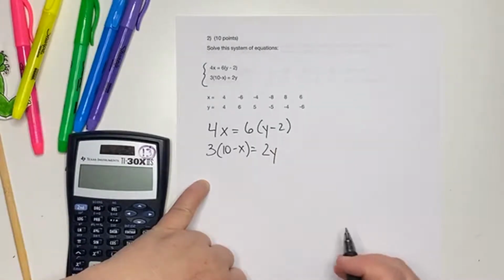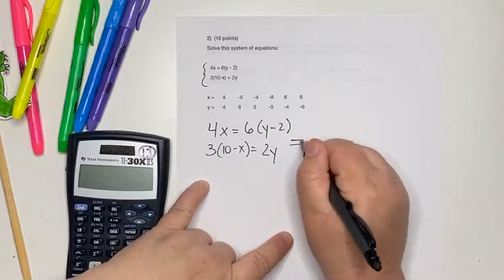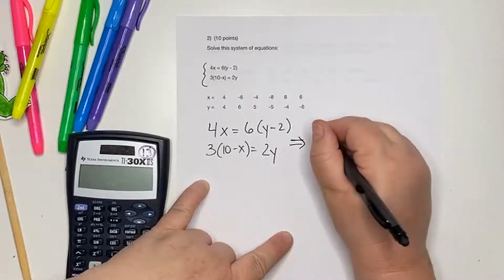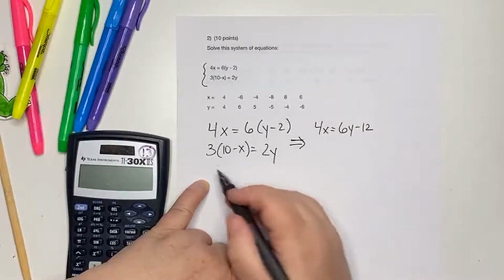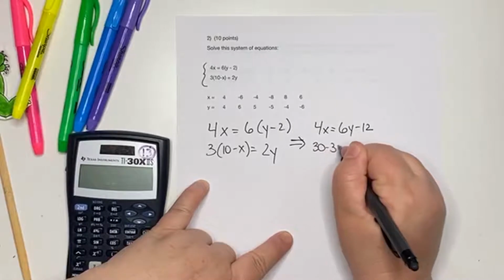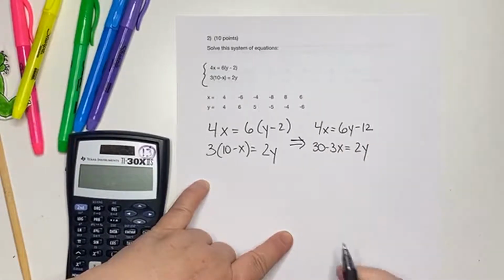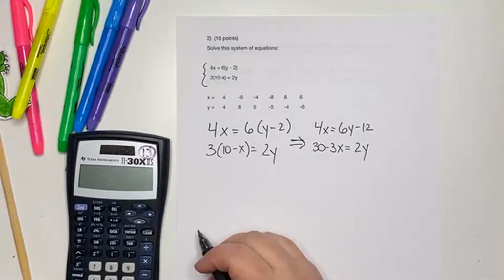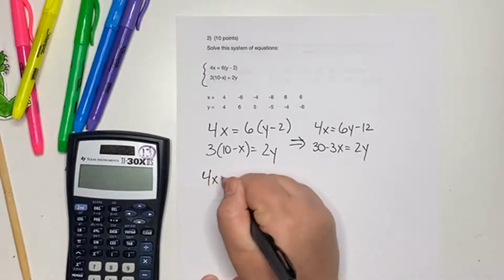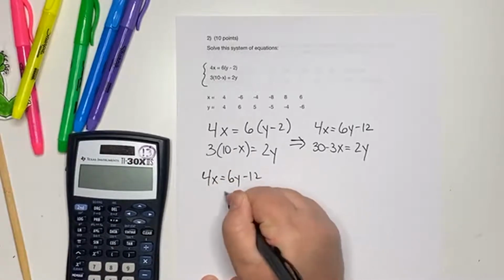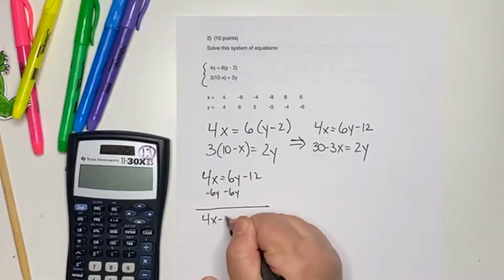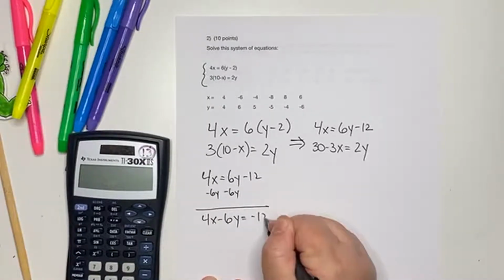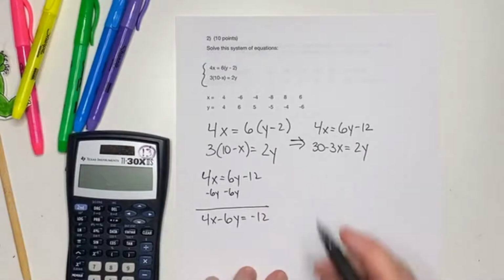The first one I considered the easy problem on the test. This is significantly more. What I'm going to do here is I'm probably going to multiply out. So I got 4x equals 6y minus 12. Here I get 30 minus 3x equals 2y. And then I realize what I really want to do is I want to bring the x's and y's together. So I'm going to take 4x equals 6y minus 12, and I'm going to subtract 6y from both sides. You don't have to do this, but I personally find it easier.